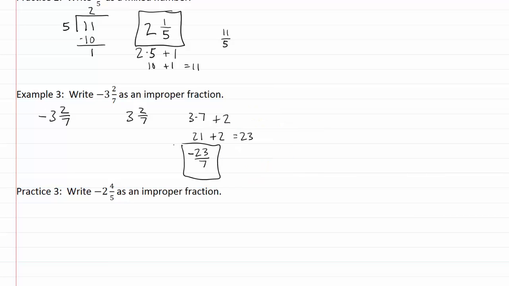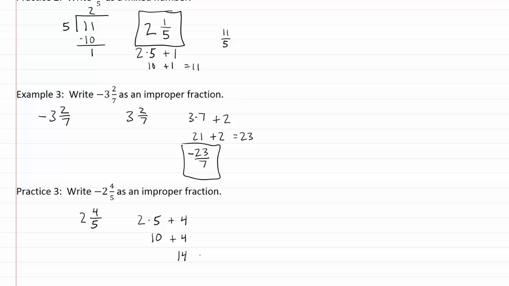All right, we're going to write negative 2 4/5 as an improper fraction. So this is a negative one, so I'm going to concern myself with doing 2 4/5, and then I'm going to make it negative at the end. So there are 5 parts that make up a whole, so I've got 2 times 5 to figure out how many parts are in the 2 units, plus the 4 on the top. So 2 times 5 is 10. 10 plus 4 is 14.